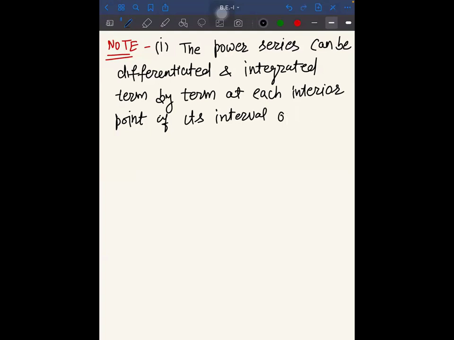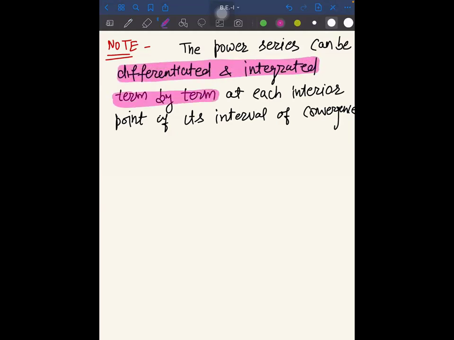Right? I'm not going into the details of that. We'll just use it as a result. I'm not going to do any kind of theorem on this basis. We are just saying that a power series can be differentiated and integrated on both sides, term by term, at each interior point of its interval of convergence. So these are the points which we're going to use.